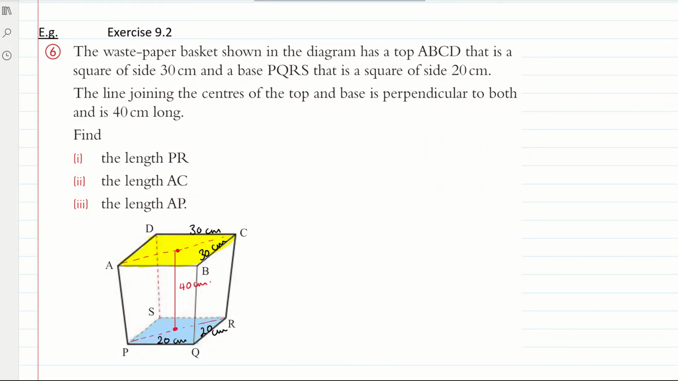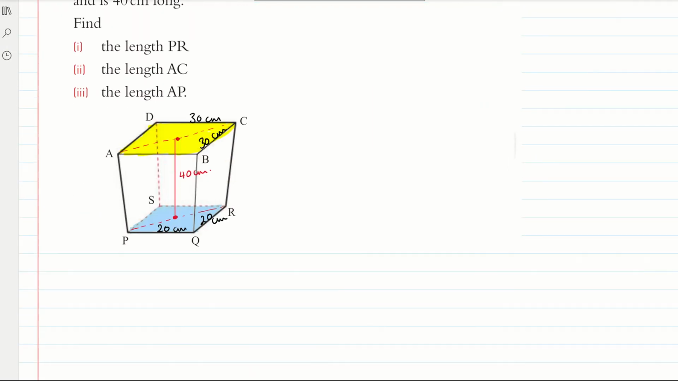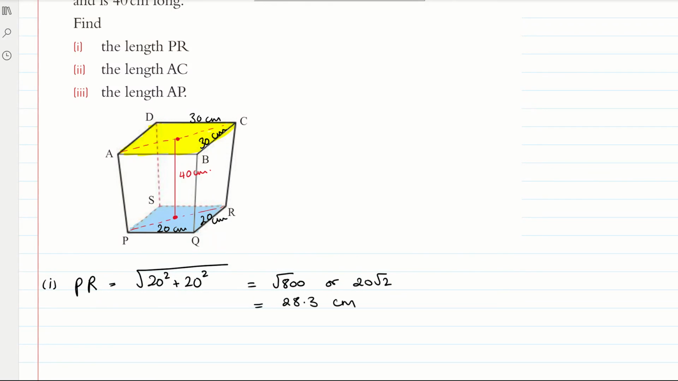Right, let's look at each question separately. The length of PR, so I want the length of PR. I can see this is a square, they told us it's a square with 20 and 20, so PR, the diagonal, is the hypotenuse, so it's the square root of 20 squared plus 20 squared. And that's going to give us root 800 or 20 root 2, or you can write the whole answer, and I'm going to round it, 28.3 centimeters to 3 significant figures.